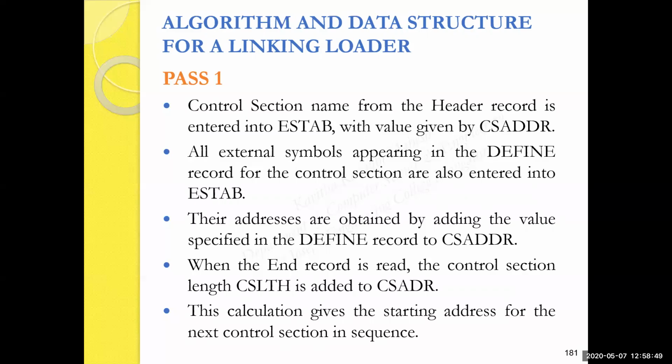When the end record is read, the length of the control section is added to the control section address to obtain the starting address for the next control section, or the control section address for the next control section.